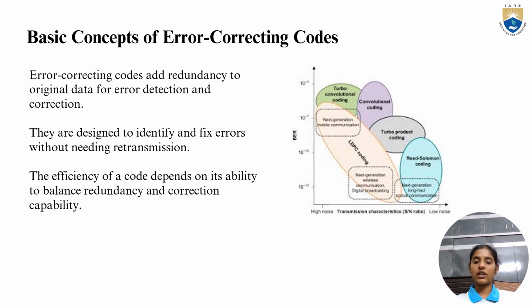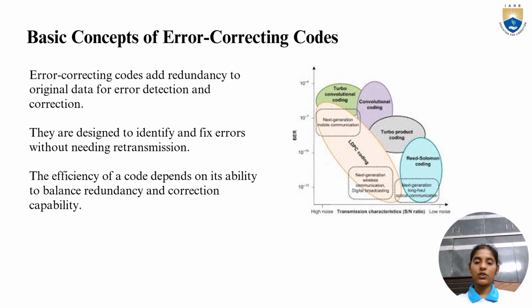Error detection and correction. Error detection is the process of detecting errors in the received data. Error correction is the process of correcting errors in the received data. Error detection and correction are achieved using redundancy and code distance. Types of errors. Single bit error, an error that occurs in a single bit. Multiple bit error, an error that occurs in multiple bits. Burst error, an error that occurs in a sequence of bits.